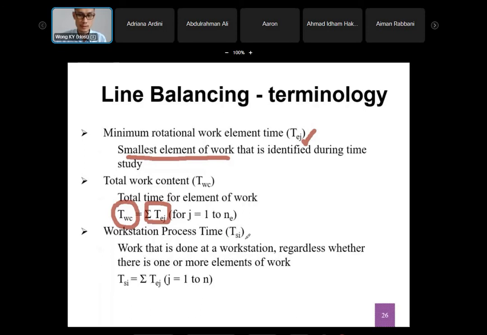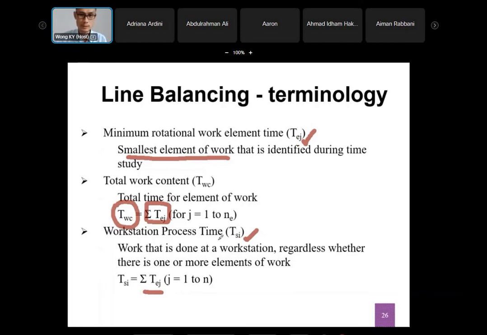And the next symbol is TSi. TSi is the time of a particular workstation. A workstation may consist of, let's say, three work elements. If you total up the time for those three work elements, it gives you the time of that workstation. That's why it's written here TSi equals the summation of TEj, when j equals 1 to n. So it depends on how many elements the workstation has. If the workstation has 4 elements, you total up the time for those 4 elements, and you get the time for the workstation.